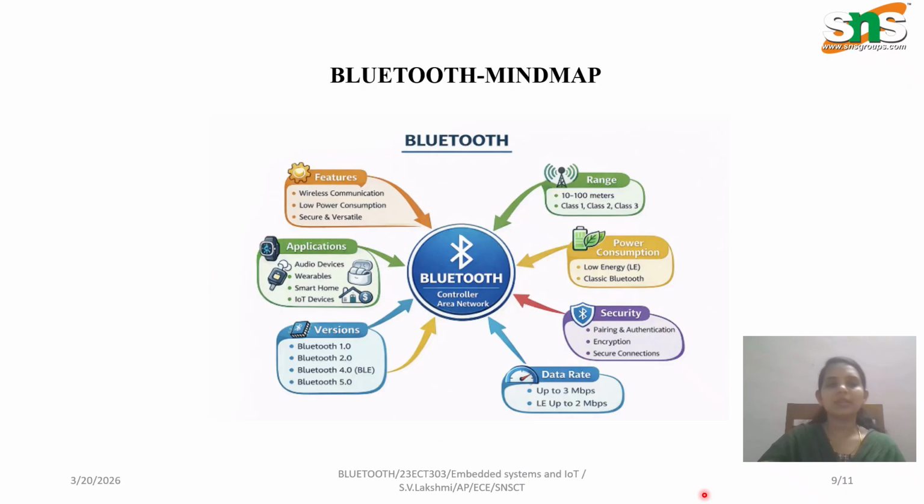Coming to the summary, we have a mind map here. Bluetooth has a short range, up to 10 meters, and can go up to 100 meters in some versions, with a data rate of 3 Mbps, low power, and the frequency band is 2.4 gigahertz. Bluetooth works based on the Piconet and Scatternet concepts. This is the overall summary of the Bluetooth protocol.